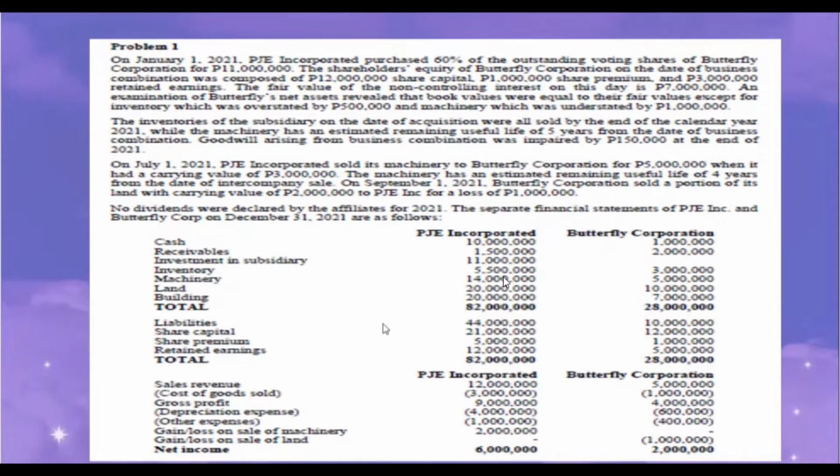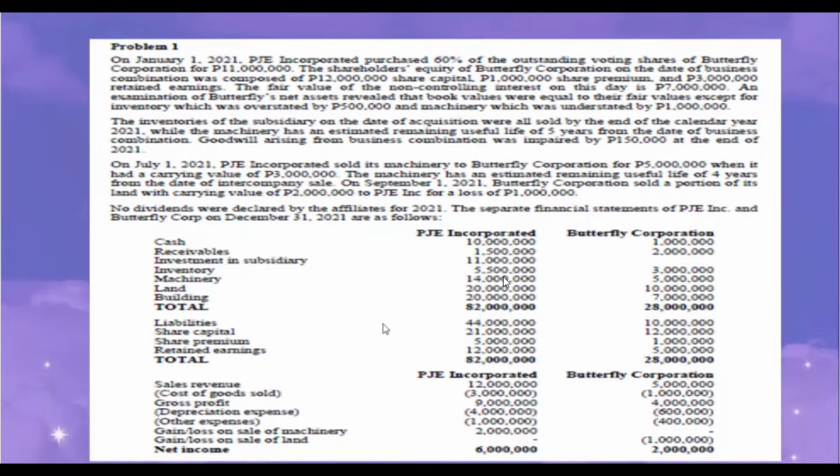The shareholders' equity of Butterfly Corporation on the date of business combination was composed of 12 million share capital, 1 million share premium, and 3 million retained earnings. So ito naman yung net asset ni Butterfly Corporation. Again, in business combination, we should account for the subsidiary's identifiable net asset at fair market value. Kaya nga yung next sentence, the fair value of the non-controlling interest on this day is 7 million.